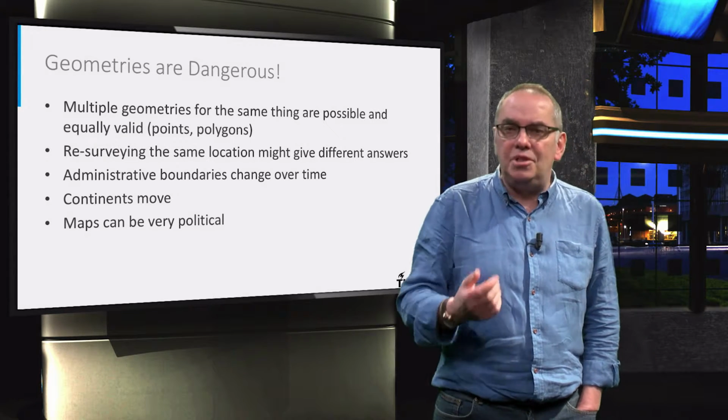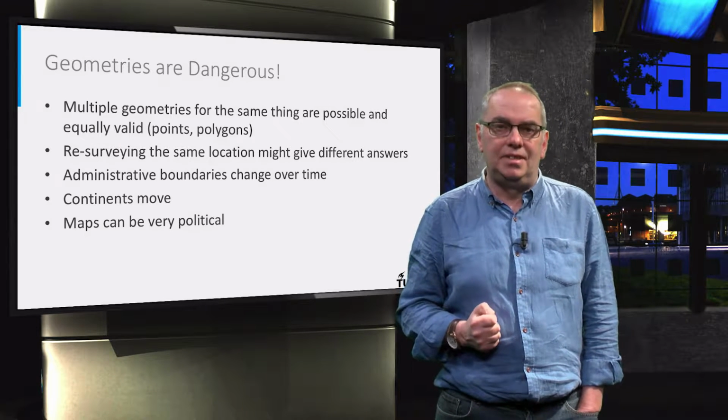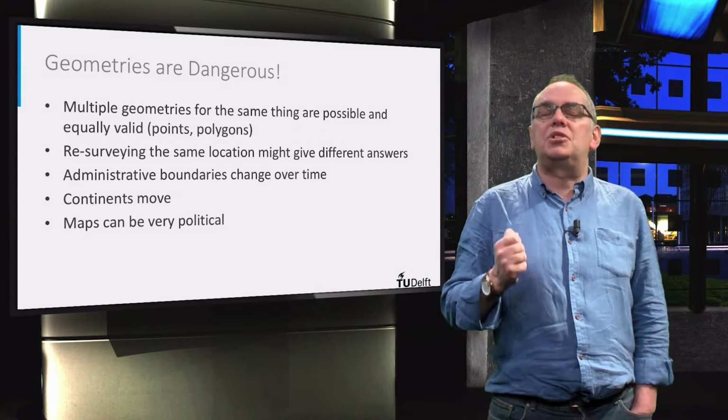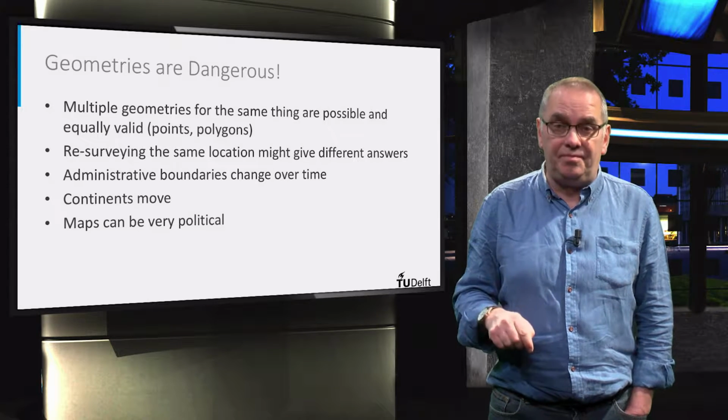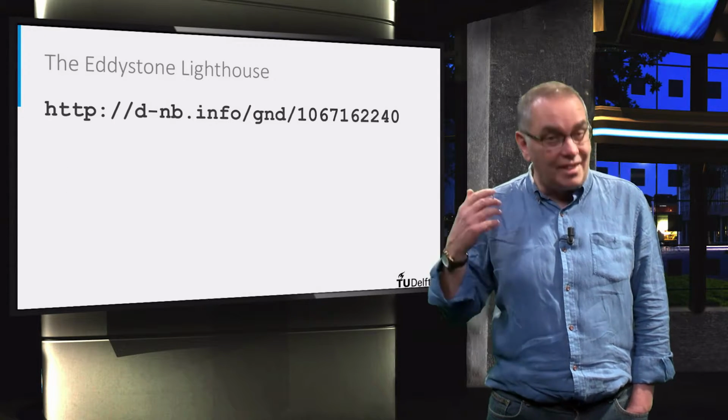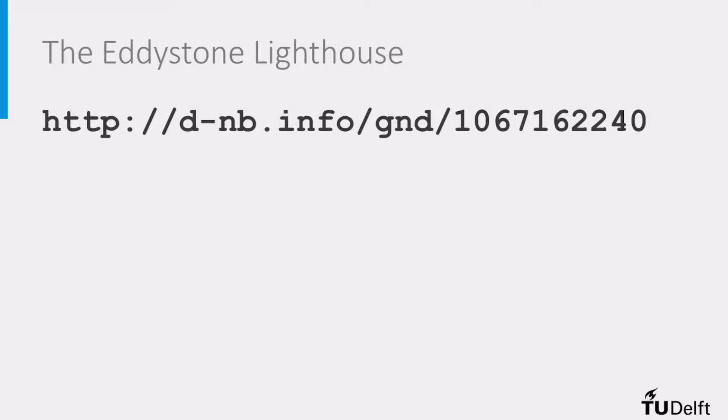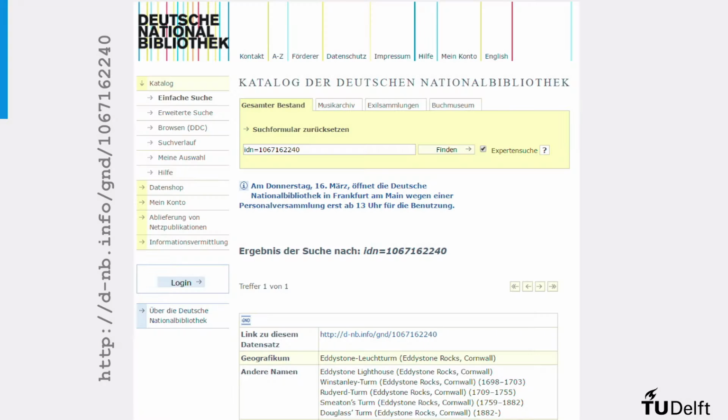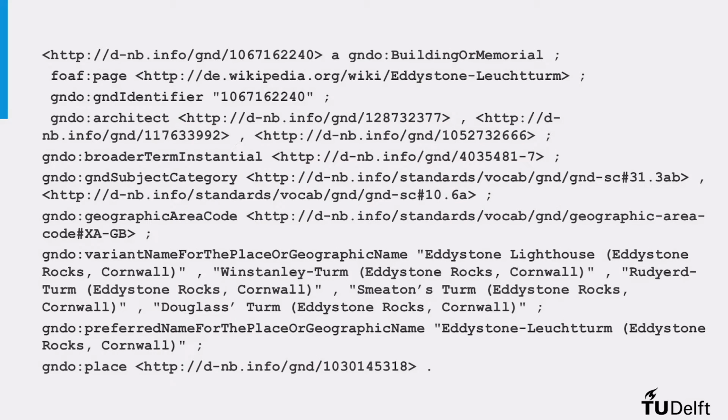So, how do you refer to the Eddystone Lighthouse? Remember, we're talking about spatial data on the web, so you refer to it like this. That's a URI for the Eddystone Lighthouse, provided in this case by the German National Library. And if you follow that link, you'll see this web page if you use a browser, or this page if your user agent asks for RDF.